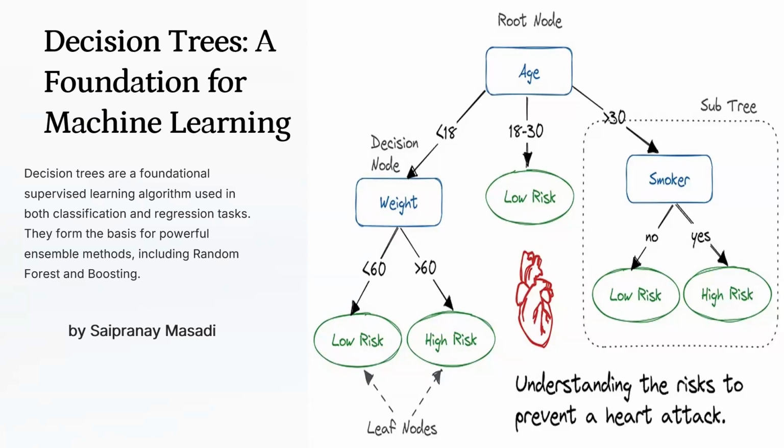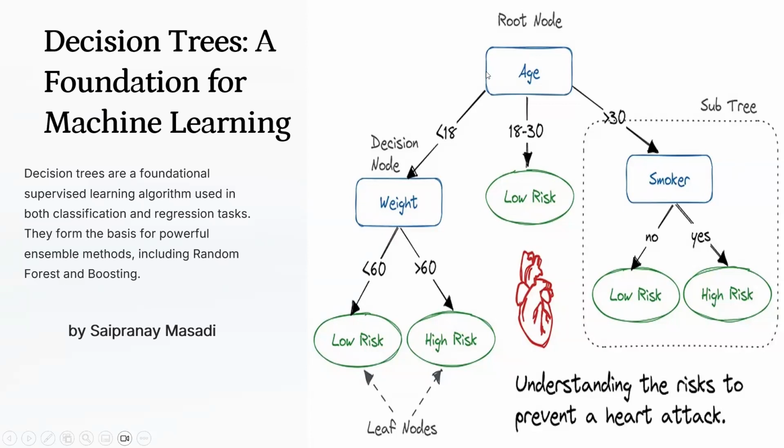This is a simple decision tree. If you can see here, the first one is called the root node. The middle ones, where we have weight and smoke, are called decision nodes, and the last ones are called leaf nodes. The earlier one is also a decision node, but it is also called the root node.